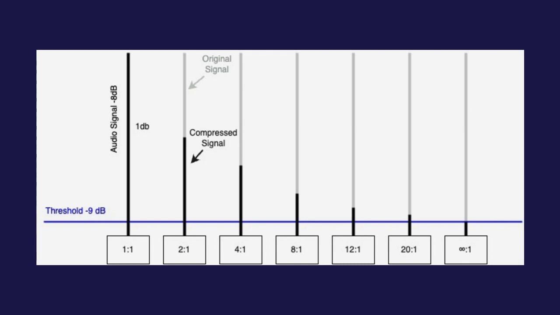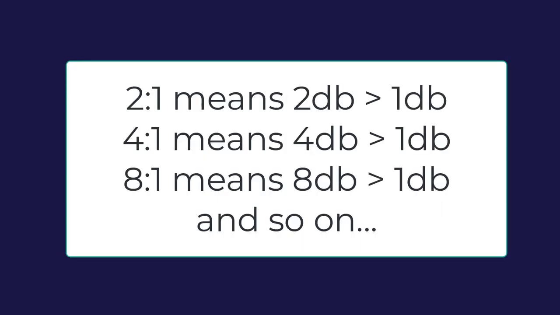And then there's one other school of thought that will help you remember how much reduction happens on the ratios. And that is 2:1 means 2 dB becomes 1 dB, 4:1 means 4 dB becomes 1 dB, etc., etc.